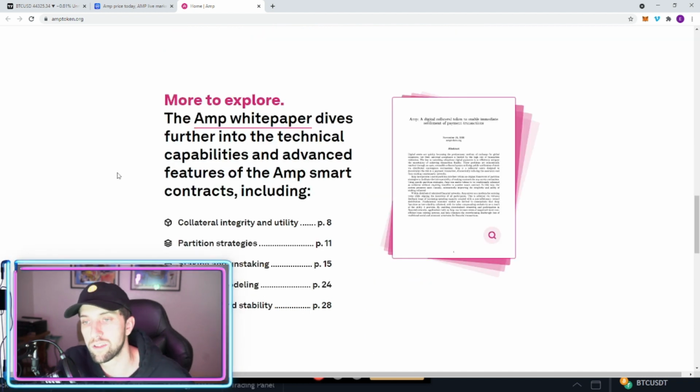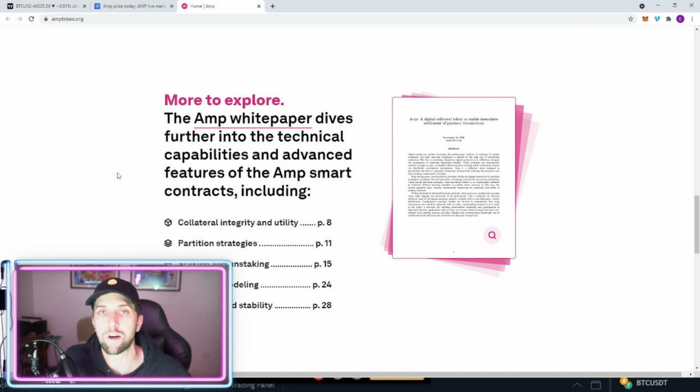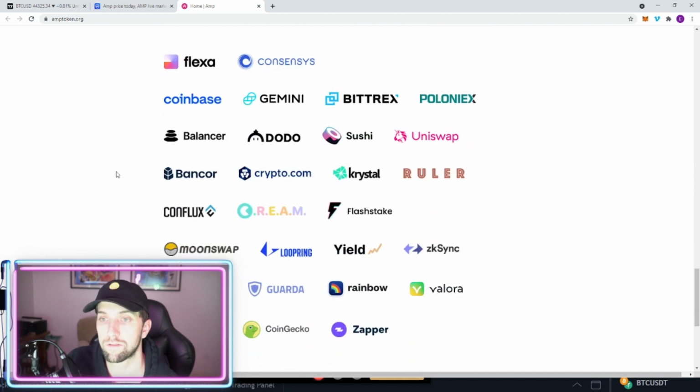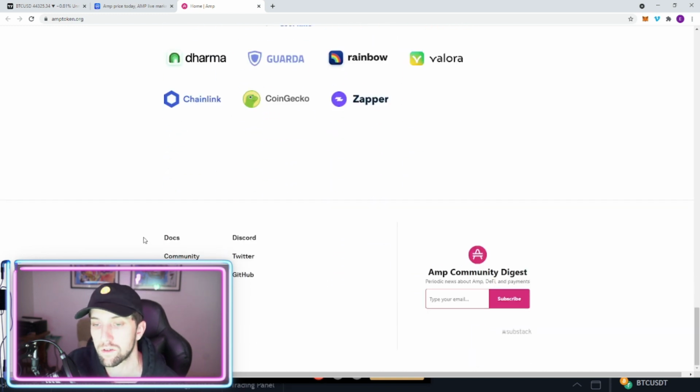If you want to dive more into the white paper, please feel free to do so. There's a lot that you can learn about their systems and their staking and their modeling, the efficiency, the tokenomics. There's a lot of really positive things about this project, and that's why a lot of major exchanges, including Coinbase and Binance US, who are pretty picky, are both on board with AMP. Now, they have a fat list of friends and collaborators: Gemini, Coinbase, like we said, Flexa, Poloniex, Balancer, Sushi, Uni, Bancor, CoinGecko, Chainlink, Zapper, Loopring. The list goes on for them.